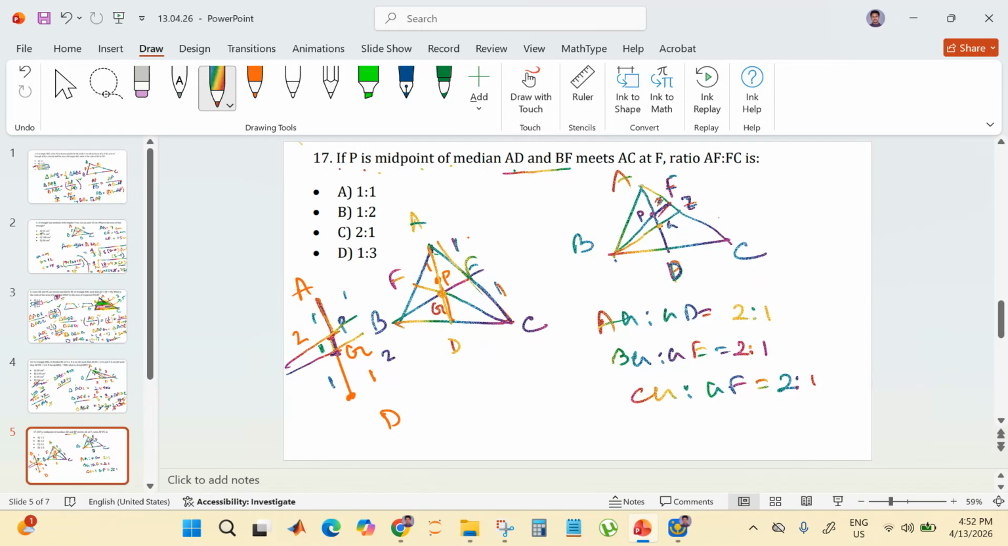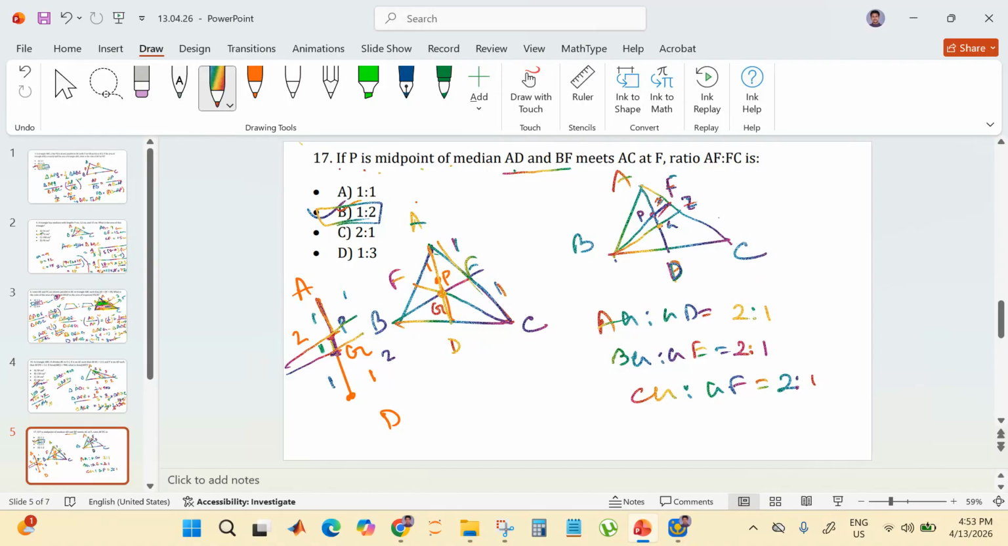So this is a theory actually. So your answer should be 1 is to 2. Directly you have to find or remember. Remember one thing, if a line joins the midpoint of any median to the opposite side of any triangle, then the ratio should be 1 is to 2.